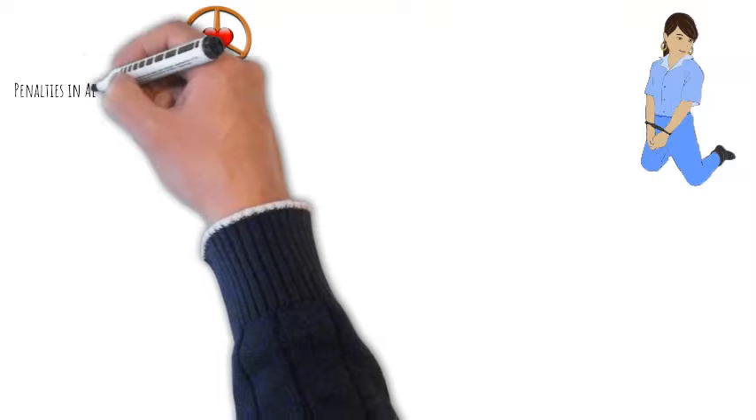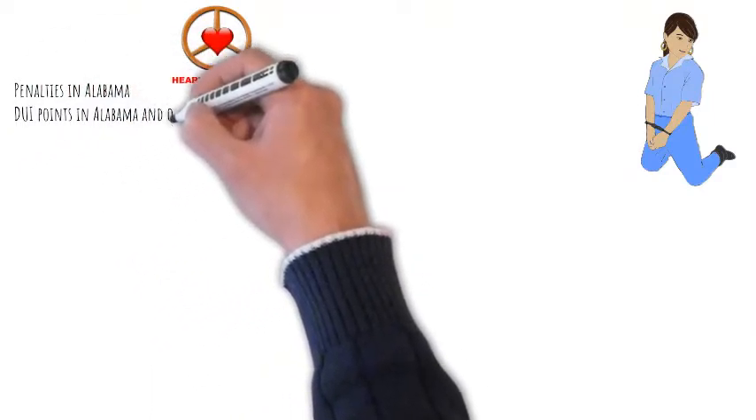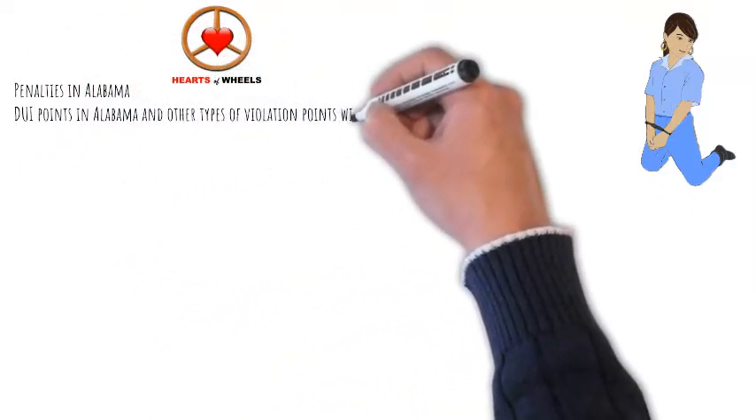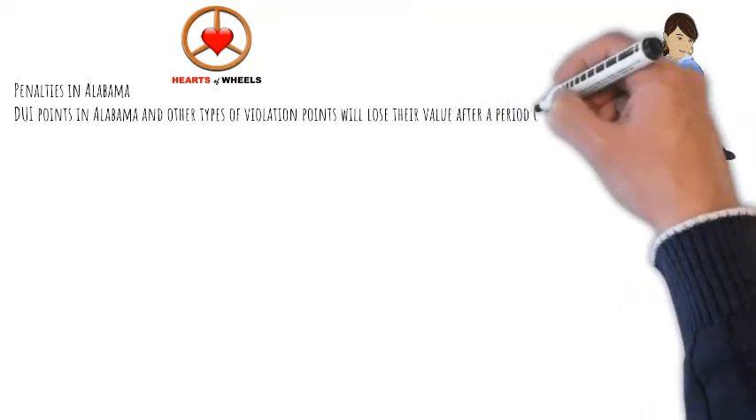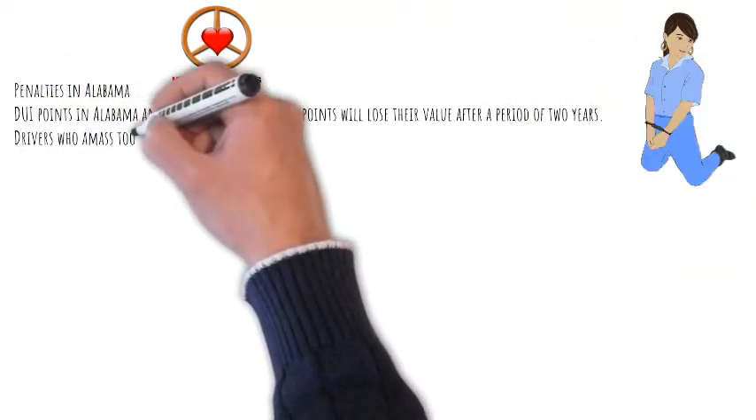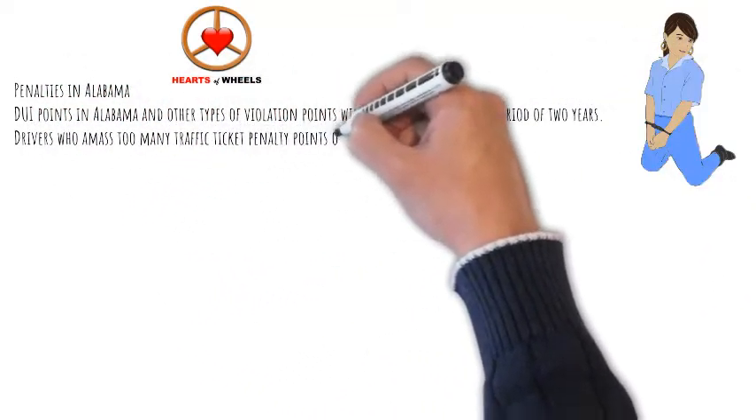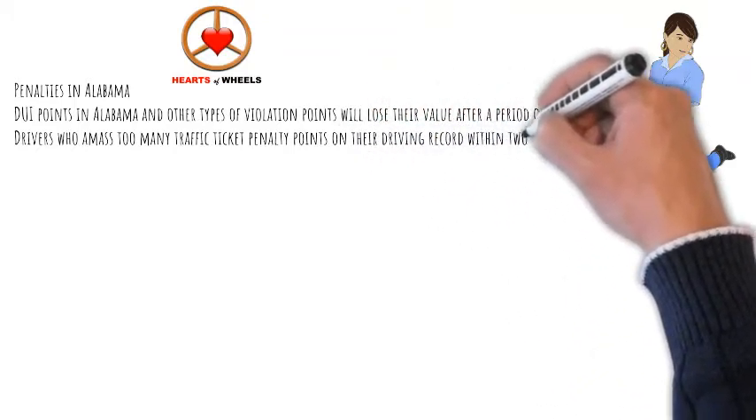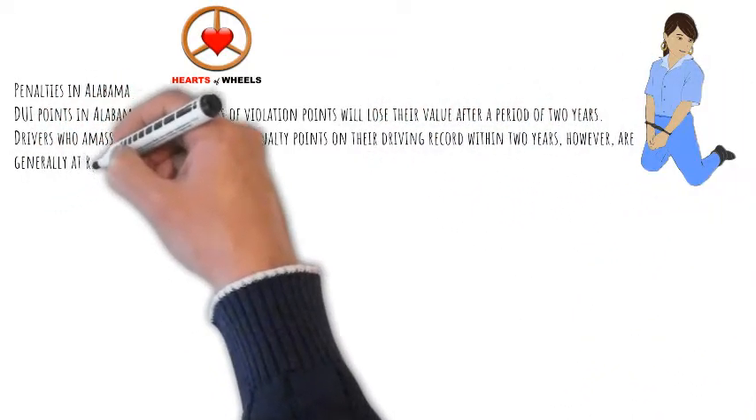Penalties in Alabama. DUI points in Alabama and other types of violation points will lose their value after a period of 2 years. Drivers who amass too many traffic ticket penalty points on their driving record within 2 years, however, are generally at risk of incurring adverse effects on their licensure.